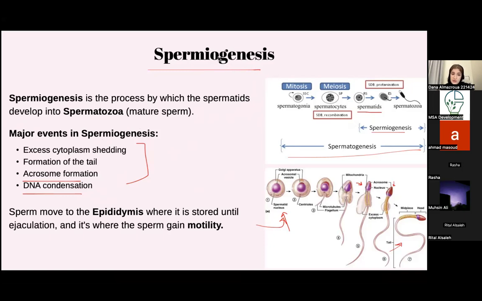Now, after we formed the sperm, we said the sperm would move to the epididymis. It's stored there until ejaculation. I mentioned that when I was explaining the anatomy, and it's where the sperm gains motility. Okay? Does that make sense? Do you understand the process of spermatogenesis so far?